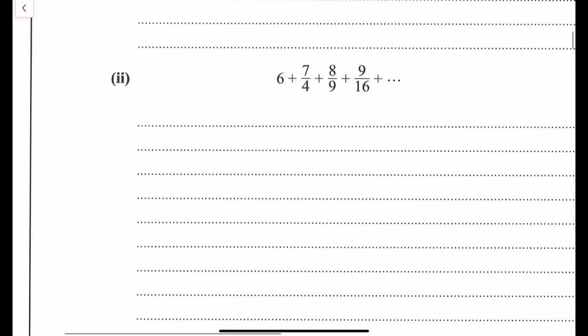This one, you've got 16, 9, 4. So working backwards, I'm going to think that's the square numbers. So I'm going to write my 6 as 6 over 1. Then my top line is going up in 1s every time, so it's going to be an n. So it's n plus 5. So my nth term is n plus 5 over n squared. So that is my nth term.